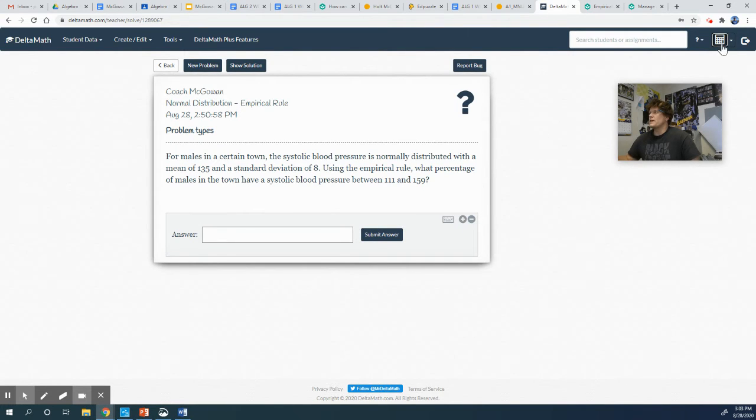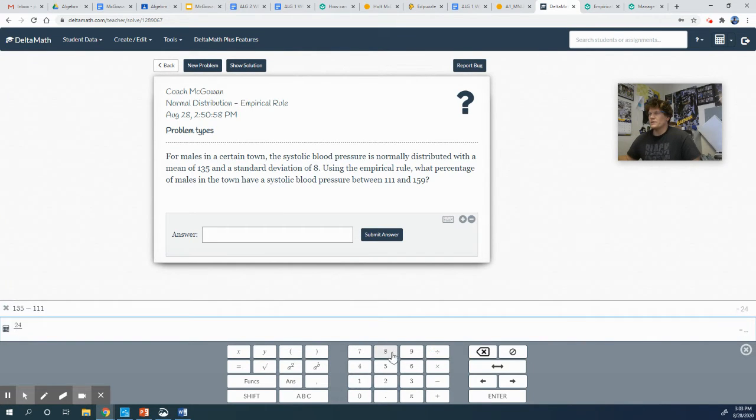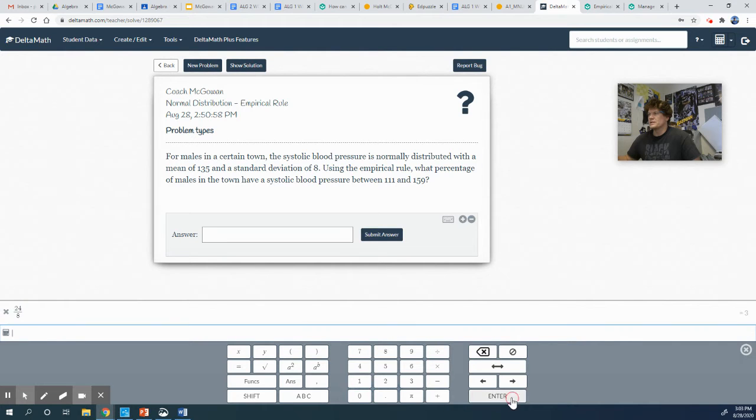With Delta Math, they have a calculator here in the upper right corner. So I'm going to click that and I'm going to punch in 135 minus 111. It shows up here on the left. I hit enter. The answer shows up here on the right. That's 24. 24 divided by 8. Hopefully we can do that, but it gets us 3. So we're 3 standard deviations away.